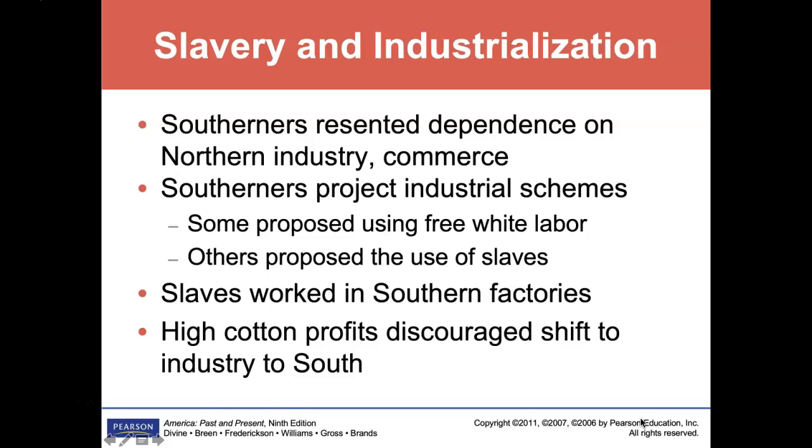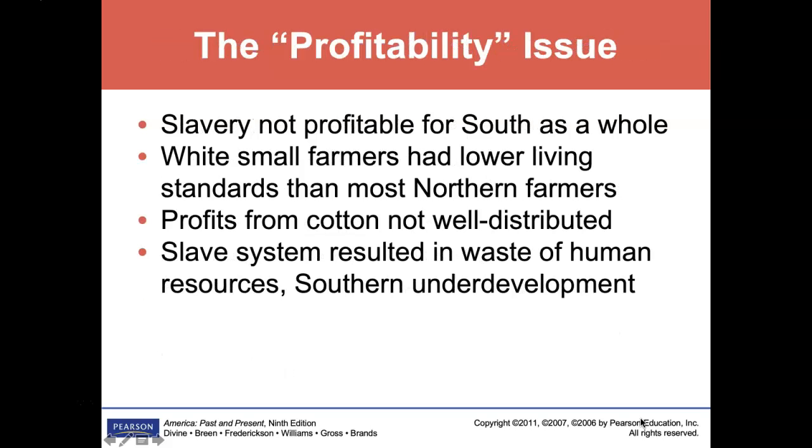But Southerners projected this different type of schema for their success. Some proposed using free white labor, this is true, although others proposed the use of slaves exclusively. The slaves who worked in Southern factories were present, but more is known about the slave experience on the plantation. High cotton profits discouraged a shift to industry in the South, and in this way, the South was exclusive in many ways to just the cotton kingdom, which made them somewhat of a one-trick pony. There's also this issue of profitability as well.